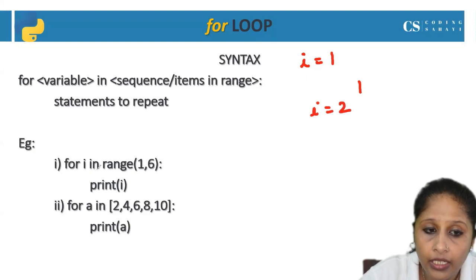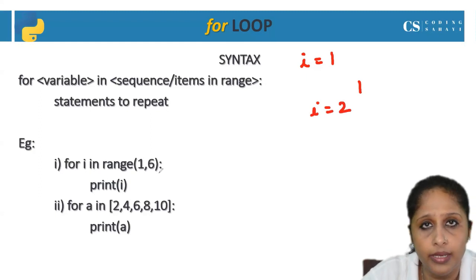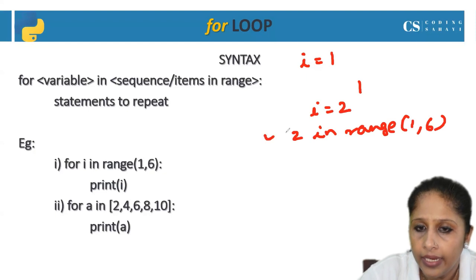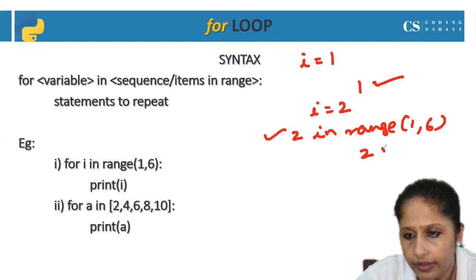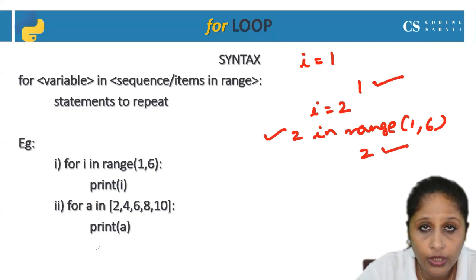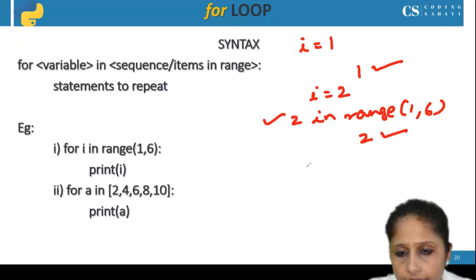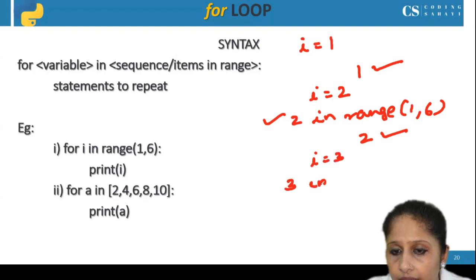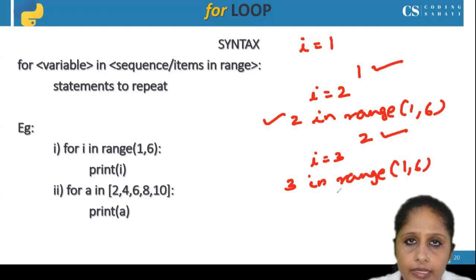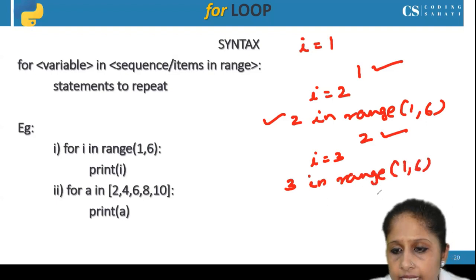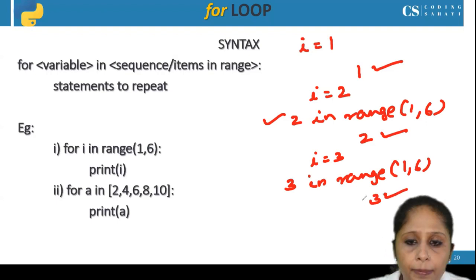Now it is checking whether 2 is in range of 1, 6. Is it satisfying? Yes, it is between 1 and 6. So it prints 2. So 1 printed, then 2 printed. It is not going to the next line. It goes back. Then the value of I will be 3. Then checking 3 in range of 1, 6. Is it satisfying? Yes. Then it prints 3. So 1, 2, 3 printed.